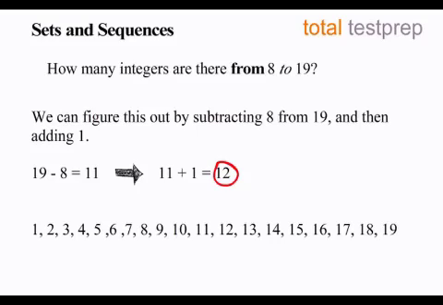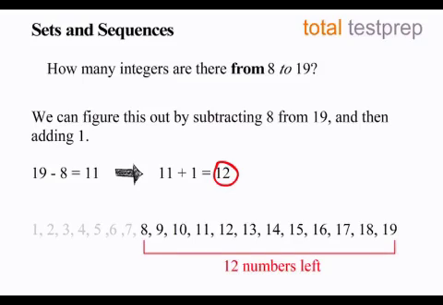Another way of thinking about it is in terms of a number line, or laying the numbers out in a row from least to greatest, starting with 1. Suppose you had the numbers 1 to 19. There are clearly 19 numbers there because you're starting with 1 and ending with 19. But we don't want all the numbers from 1 to 19. We only want the numbers from 8 to 19. So what we did was we started with 19 numbers and then got rid of the first 7, which means there are 12 numbers left. That's another way of thinking about how to find integers from 8 to 19.